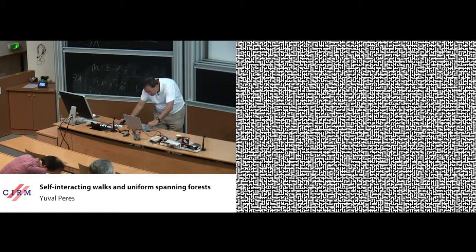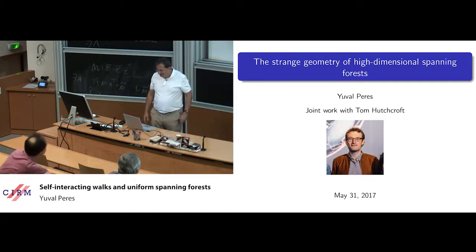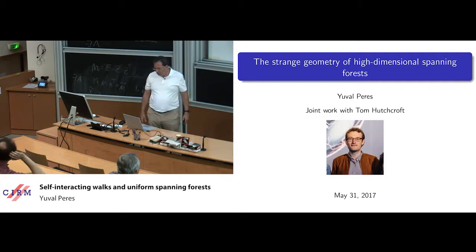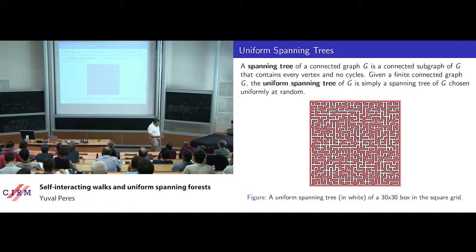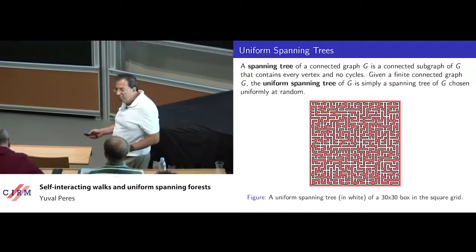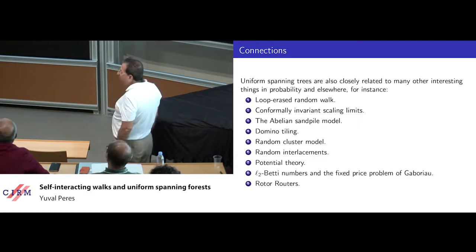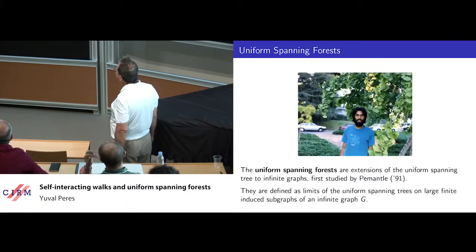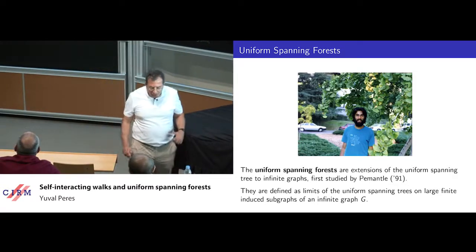Okay. So I want to quickly report, in my remaining 17 minutes, on joint work with Tom Hutchcroft on the strange geometry of high-dimensional spanning forests, but I'll really just be able to tell you some of the history and the results. The paper is on the arXiv. So again, here's a uniform spanning tree. Uniform spanning trees have amazing connections to many things, and this is a partial list. We had to dig to find a picture of Robin Pemantle from the time he proved this theorem.